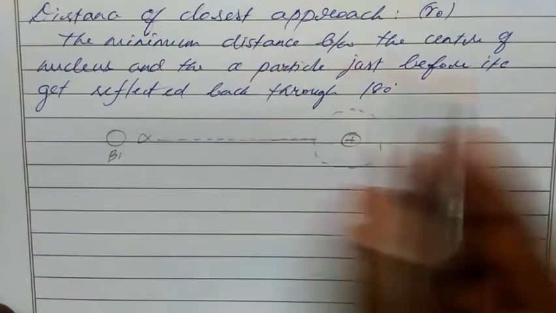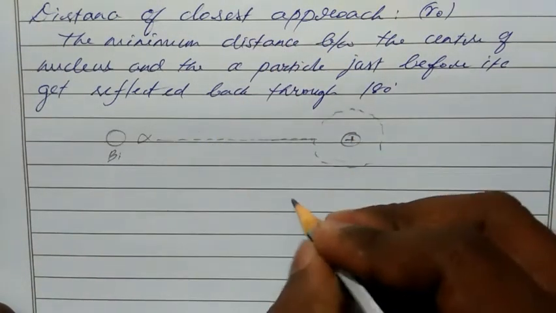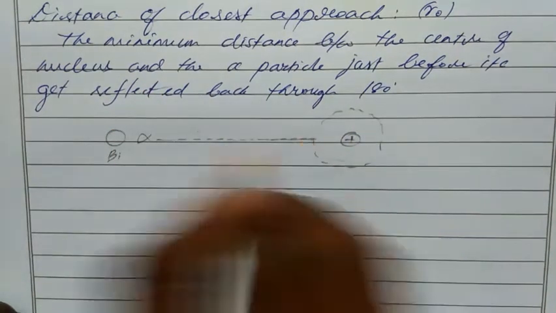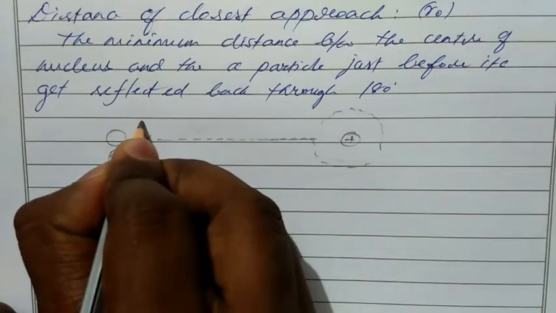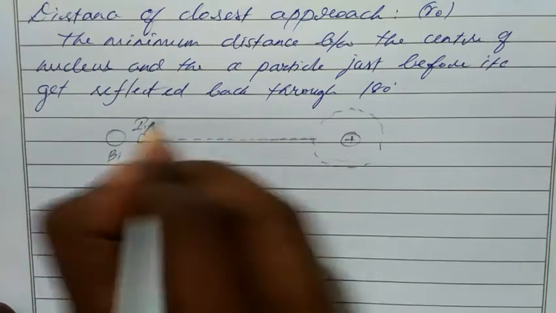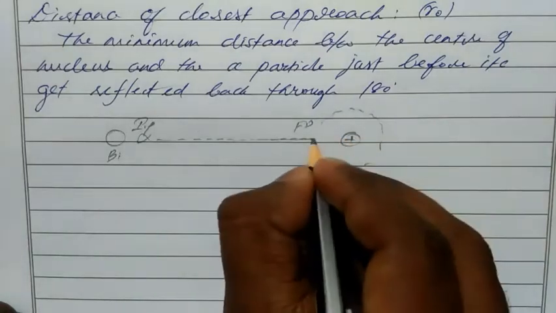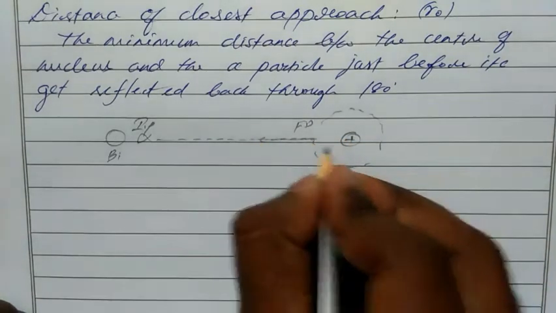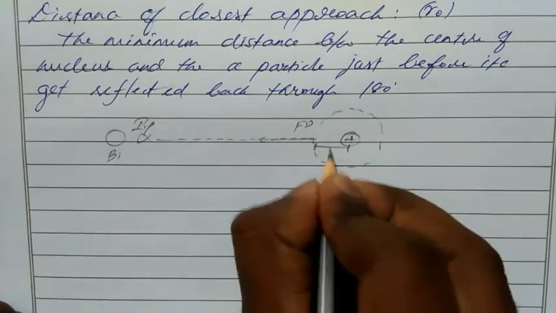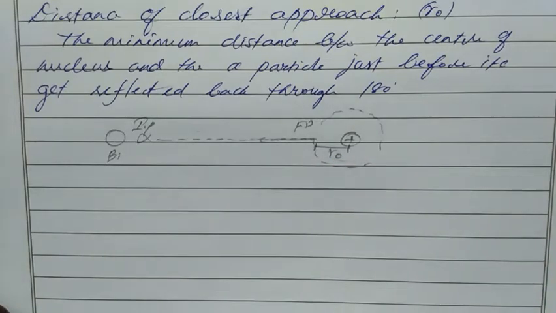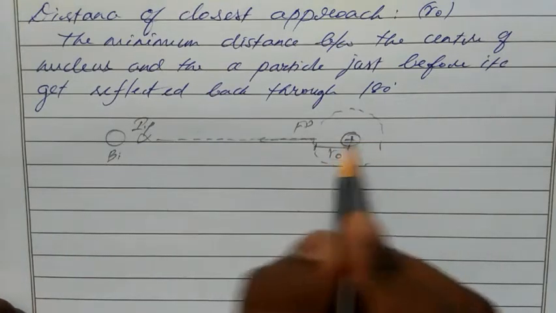So the minimum distance between the center of the nucleus and the alpha particle, this is the initial position, this is the final position, just before it gets reflected through 180 degrees. This distance is known as R0. Why is it reflected? Because both are positive charge. Why is it reflected exactly 180 degrees? Because it is moving exactly towards the center of positive charge, towards the center of the nucleus.